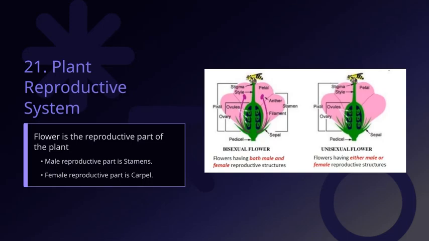Today, we're looking at the plant reproductive system. The female reproductive part of a flower is called the carpel, which plays a crucial role in producing seeds. The male reproductive part is known as the stamens, responsible for releasing pollen. Remember, the flower itself is the reproductive structure of the plant, bringing these parts together for reproduction. Understanding these components helps us see how plants create new life and continue their species.